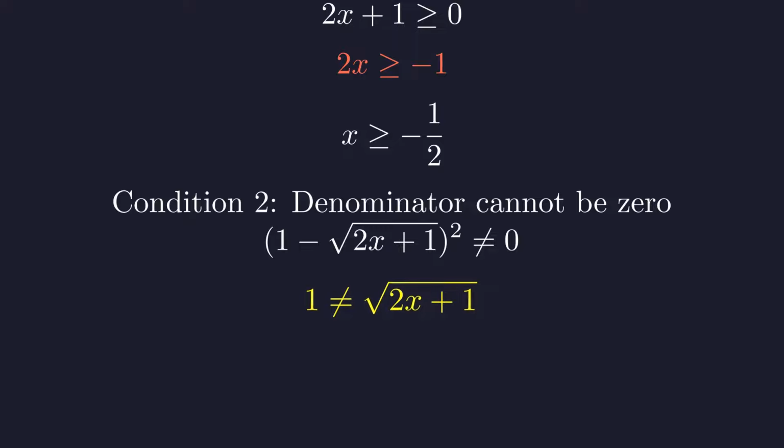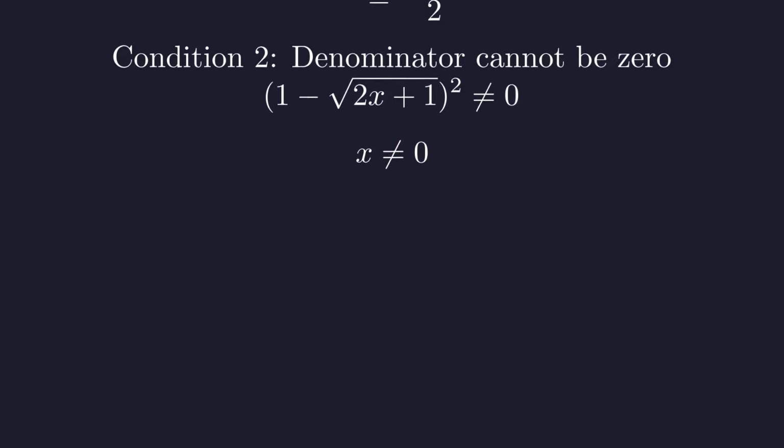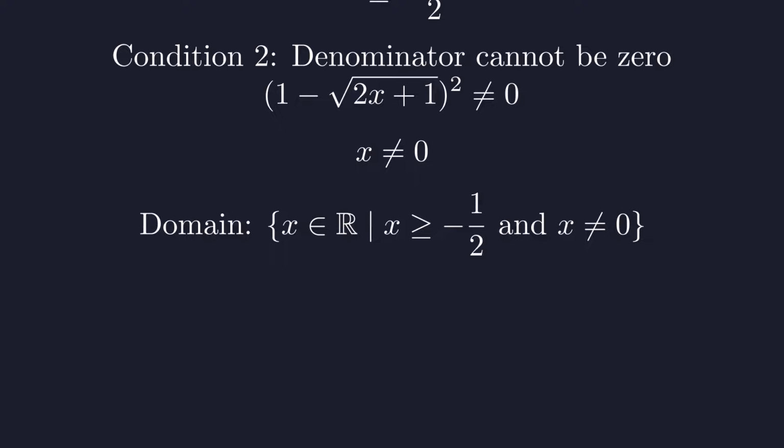plus 1. Now, if we square both sides to get rid of that square root, 1 cannot equal 2x plus 1. Subtracting 1 from both sides, 0 cannot equal 2x, so x cannot be 0. Combining both conditions, x must be at least negative 1/2, but cannot be 0. This gives us our domain.